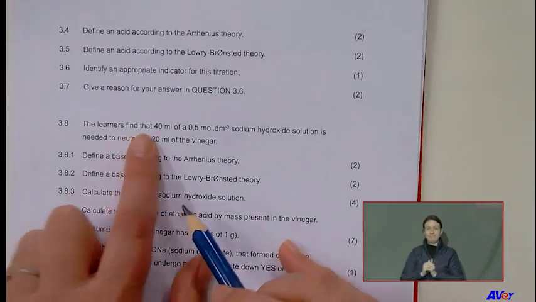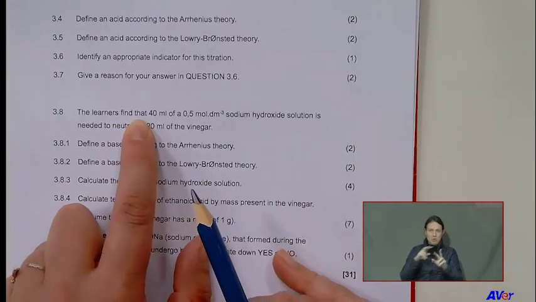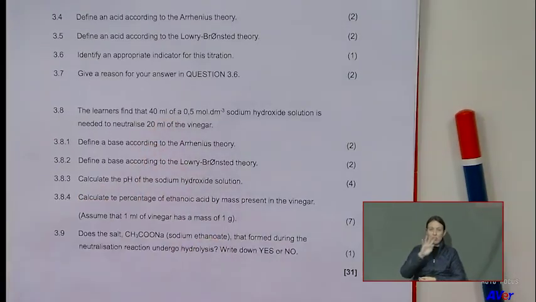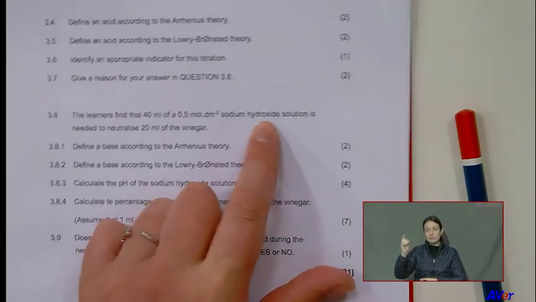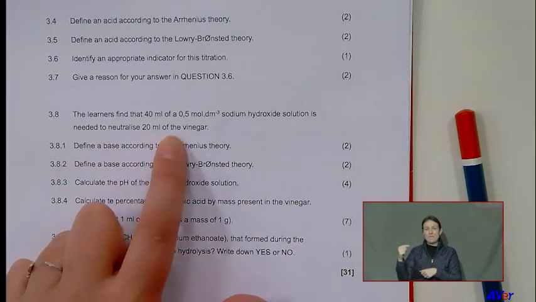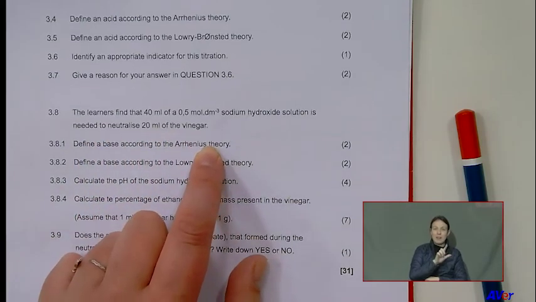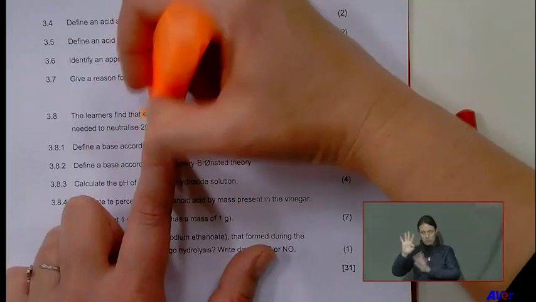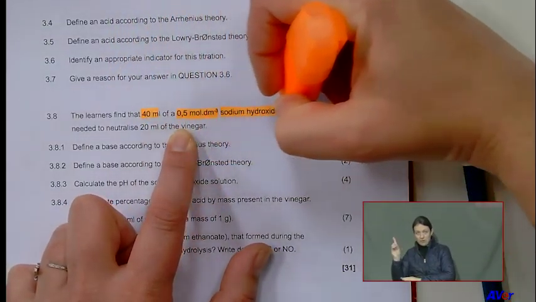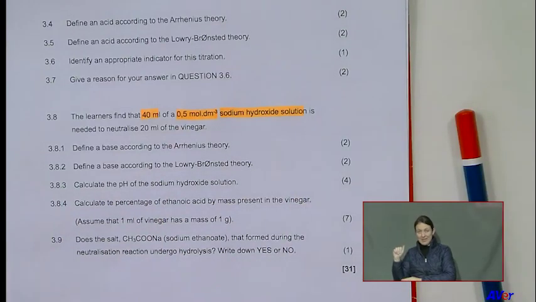The learners find that 40 milliliters of a 0.5 moles per decimeter cubed sodium hydroxide solution is needed to neutralize 20 milliliters of vinegar. Okay, now let's look at that sentence. 40 milliliters of a 0.5 moles per decimeter cubed sodium hydroxide solution. So let's break it up.